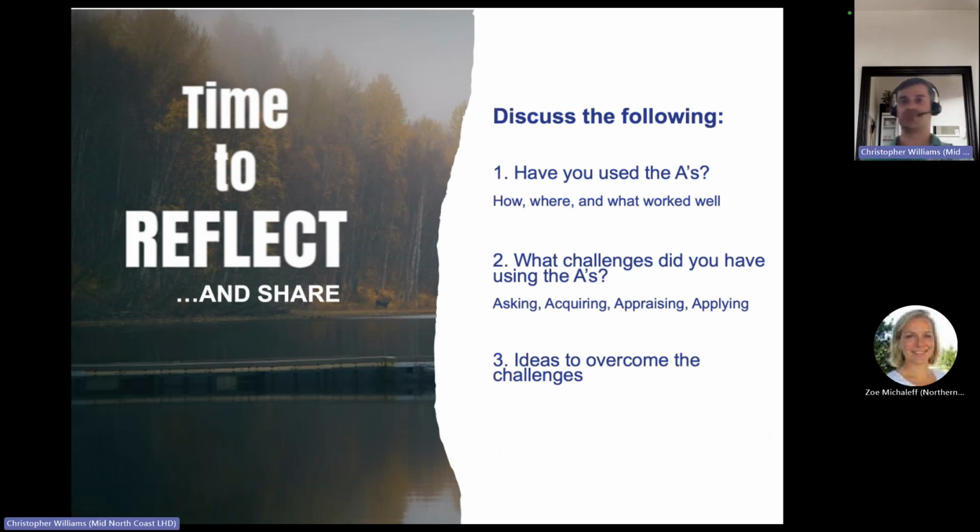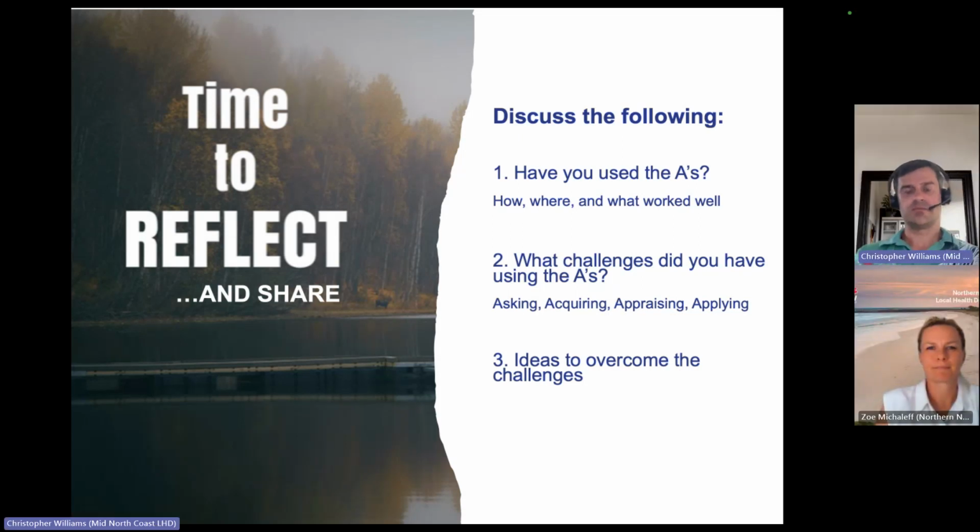So now there's some time to reflect. And I might invite Zoe back into the conversation here. What we'd like you to do now is think about how you've been able to use the 5 A's over the last few weeks, perhaps how you've used it, where you've used it, and what worked well. Secondly, I want you to consider what the challenges were in using the A's model. It could be for each step along the way, or perhaps applying the model overall. And then I want you to come up with some ideas about overcoming these challenges.